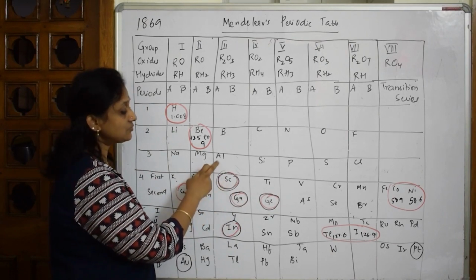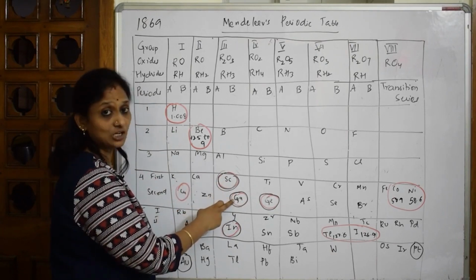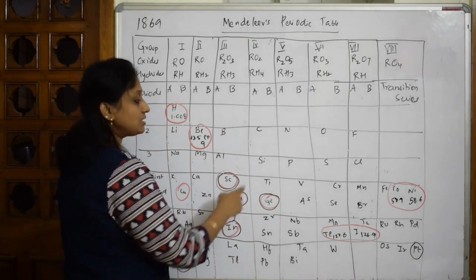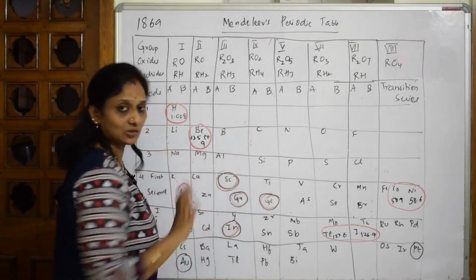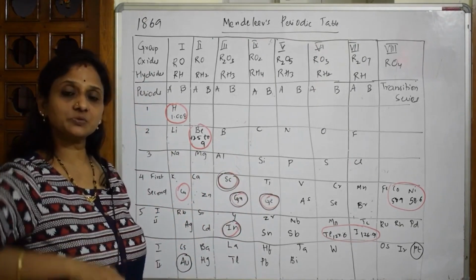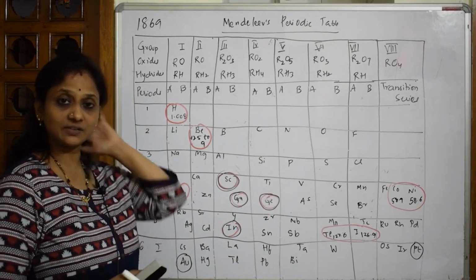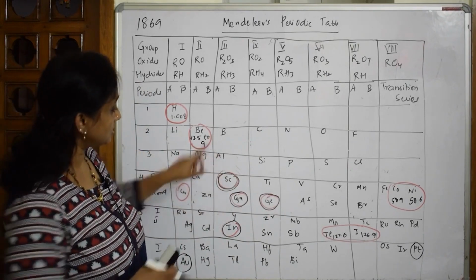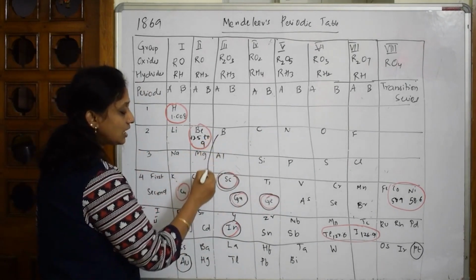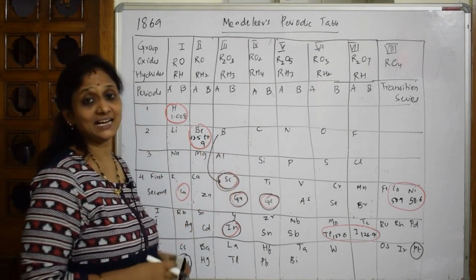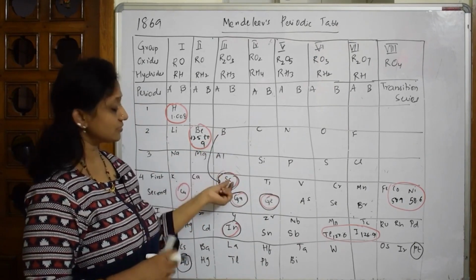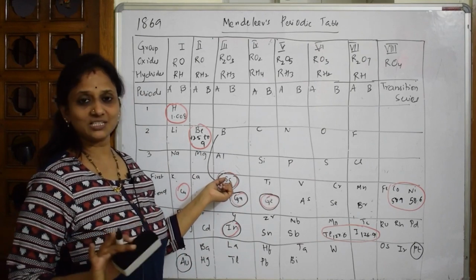Then he said the element which is below aluminium is Eka aluminium. Then he said the element which is below silicon is Eka silicon. He didn't know the name. Later it was discovered. Now see here, this is boron, this is Eka boron. The Eka boron, whatever was there, was named as scandium. The properties of this one clearly matched. So it was a discovery, isn't it?